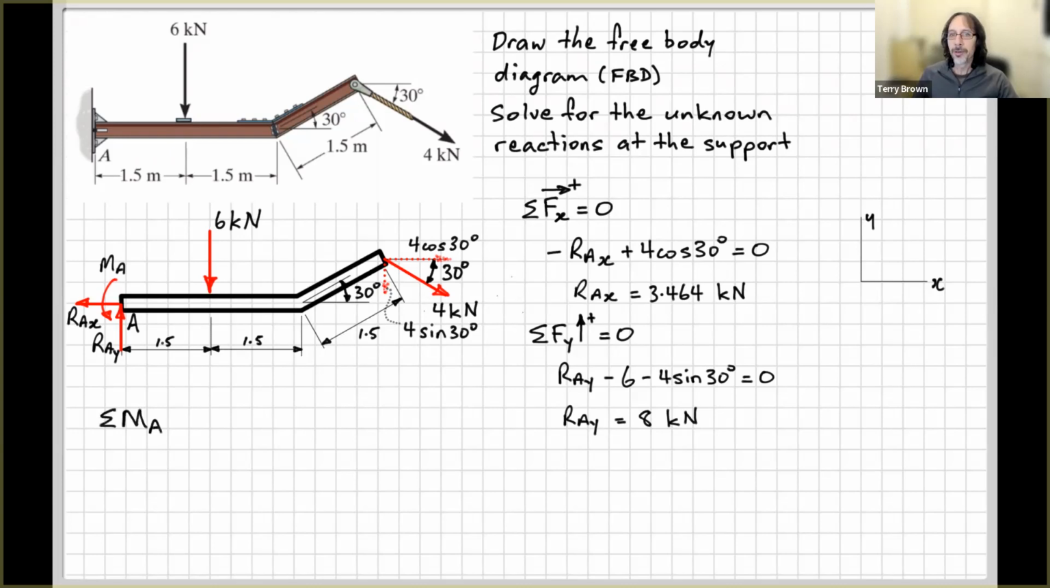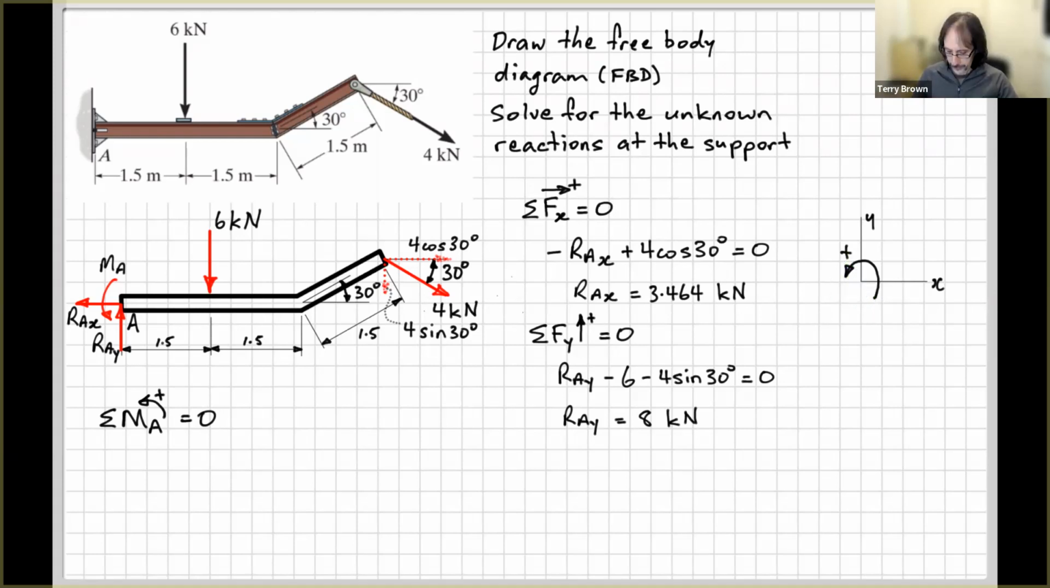All right, so now we have sum of the moments, taking anti-clockwise as positive. If we have x and y defined like this, then the strictly correct definition for a positive moment is anti-clockwise. In a 2D problem, it doesn't matter if you assume clockwise is positive, but if you've got x and y defined like I've shown here, then to be strictly correct, anti-clockwise is positive.